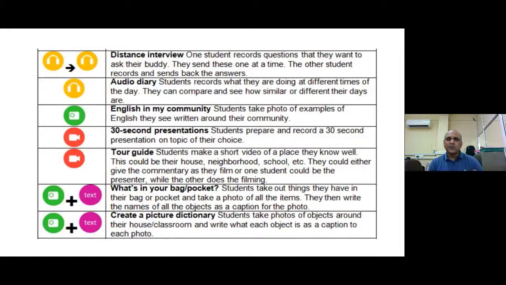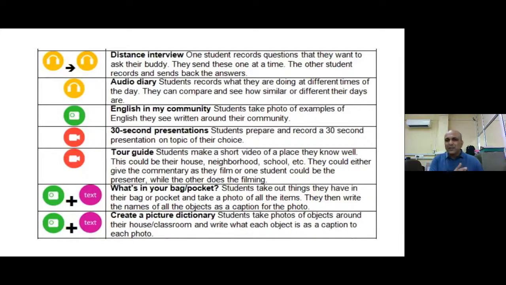30-second presentation. Students prepare and record a 30-second presentation on a topic of their choice. Now, as I said, these are activities where you would need a high level of language proficiency, and this 30 seconds can then be extended to 2 minutes, 3 minutes. 30 seconds could just be the beginning. It's one or two statements. These activities are suggested for very young learners, but as I said, we can modify them. This 30 seconds, if you are thinking of a college class, can be 30 minutes. Why not?